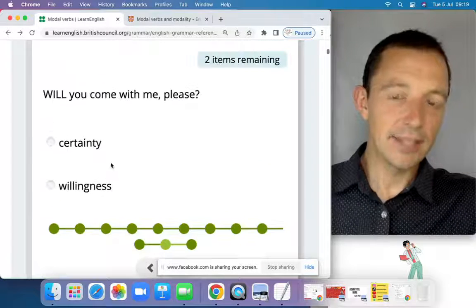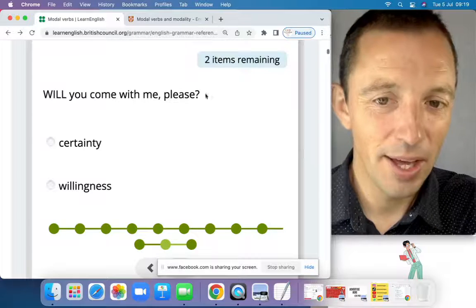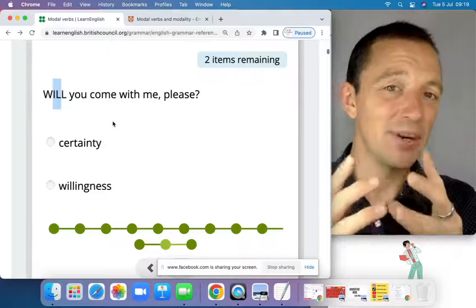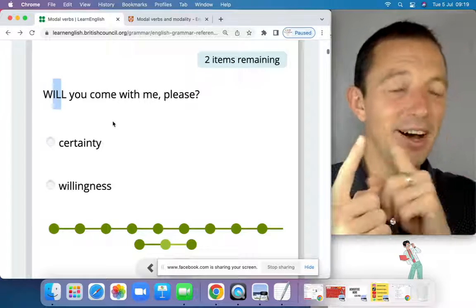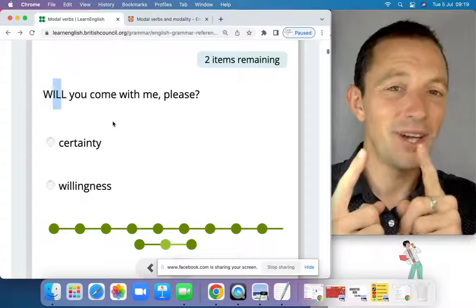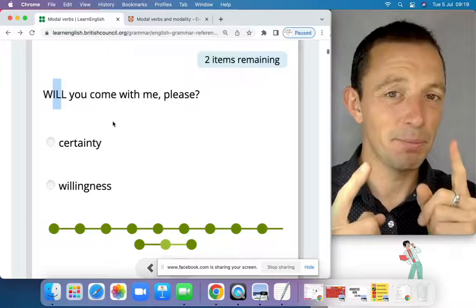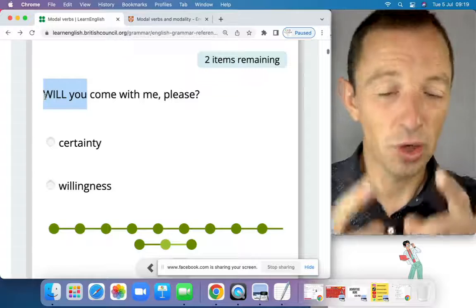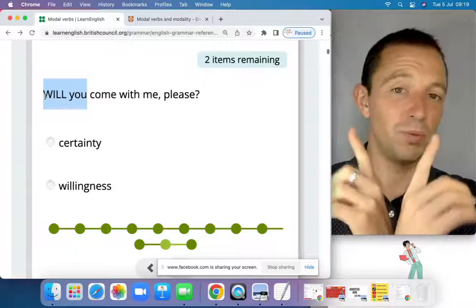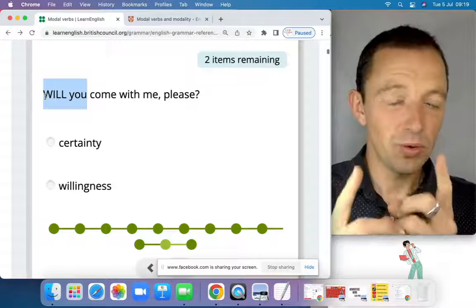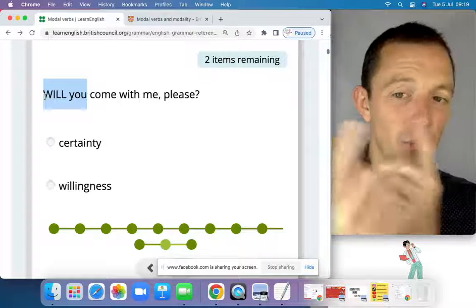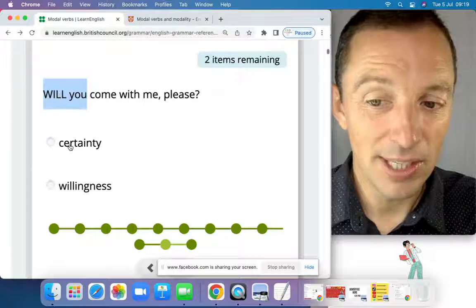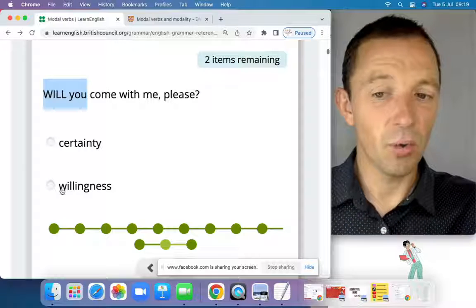And here is a question. The modal verb is will, and will is typical in the future. For example, I will come, I will go. That's the future, but it's considered a modal. The subject is you. So the question, we change the position of the subject and the verb. The first verb, the auxiliary, will you come with me, please? Is this certainty or willingness?